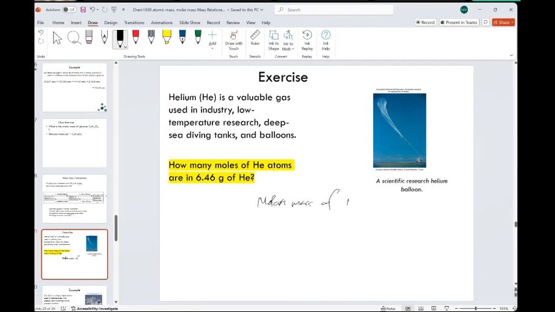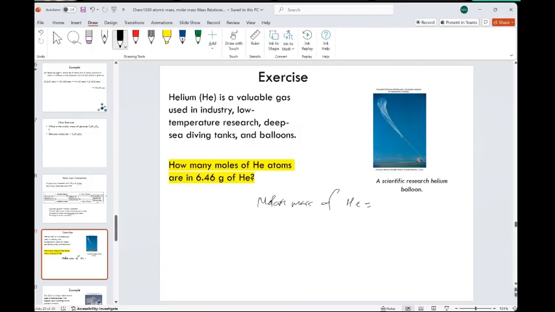Molar mass of helium, because molar mass means mass of 1 mole of helium. Okay, so we have here mass given. Now if we can convert mole to molar mass, I mean, that relation we can take, and then we divide the given amount of helium by the molar mass. That will give us mole.